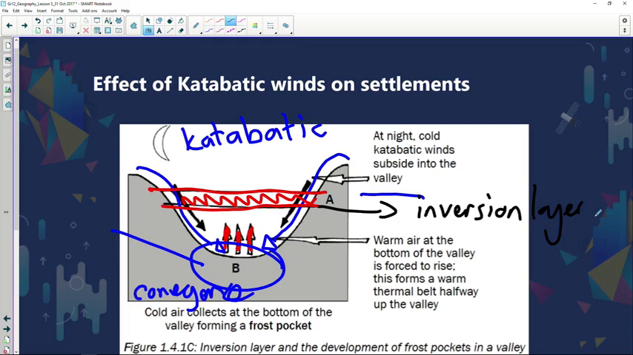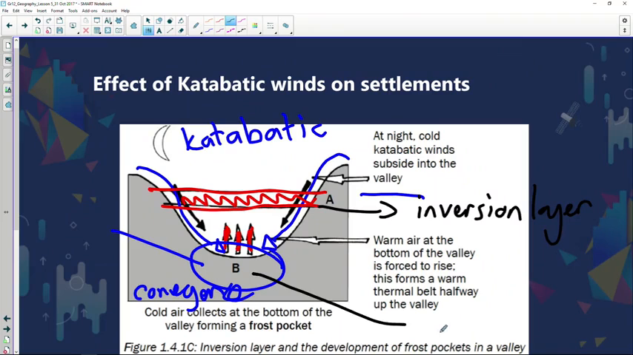Now the first time you were introduced to inversion layers was in grade 10 when we looked at the structure of the atmosphere. Now an inversion layer is basically an abnormal lapse rate. Now we discussed it in the previous lessons. If I'm standing over here and I go and climb Kilimanjaro, what's happening with the temperature? The temperature is decreasing with altitude. But what happens with the inversion? It's an increase of temperature with an increase of altitude.